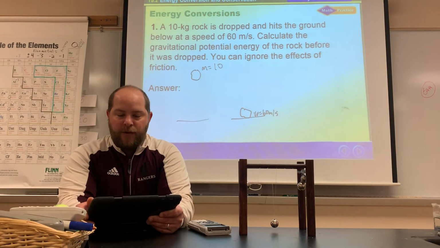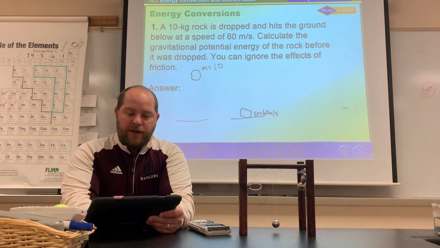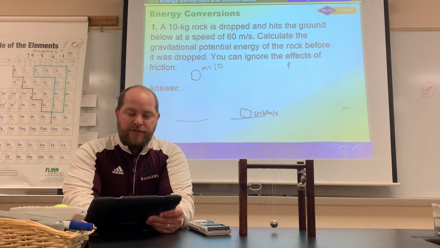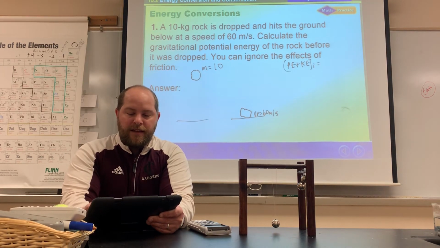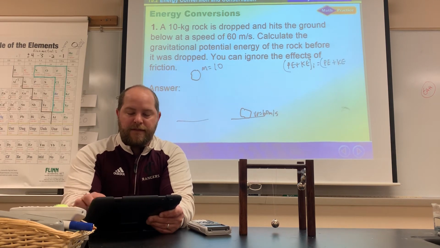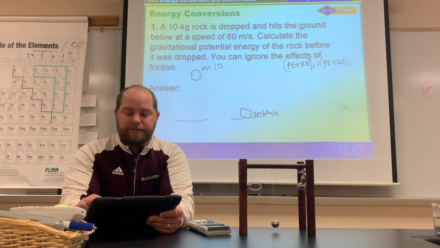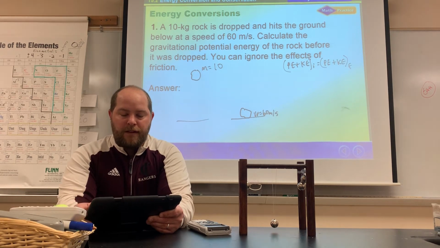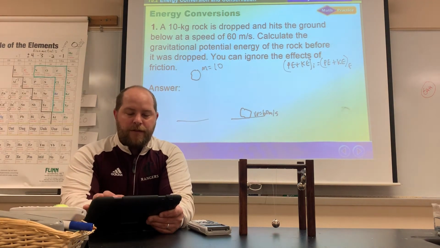Okay, and that's what we know. Let's look at our formula. So we have potential energy plus kinetic energy, initially, I'm just going to put an I there, equals the potential energy plus kinetic energy in the end, so final. And then I'm going to identify my zeros.